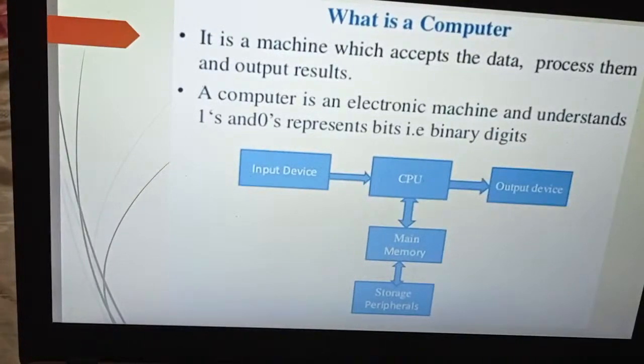Now coming to the block diagram of a computer, it consists of input devices. These give the input to the processing unit, that is the CPU, which executes, that is, understands and processes that and gives an output from the output devices. In between, this CPU consists of main memory as well as storage peripherals.